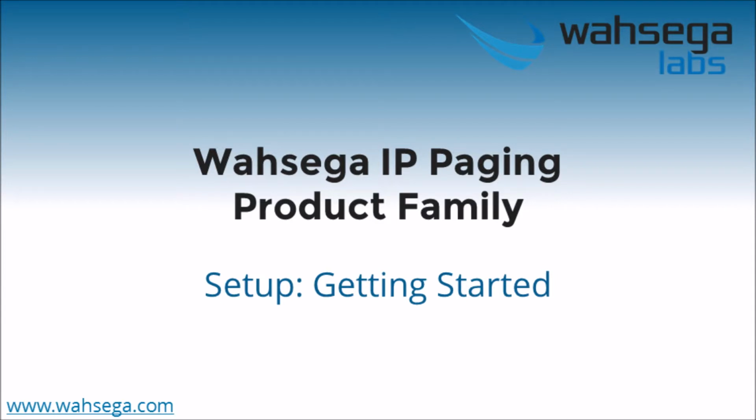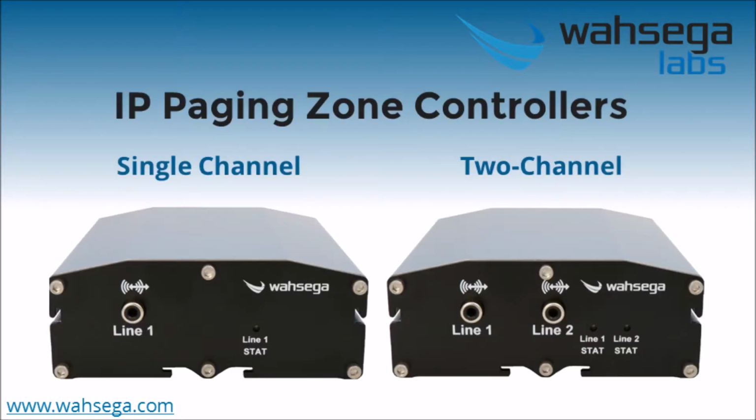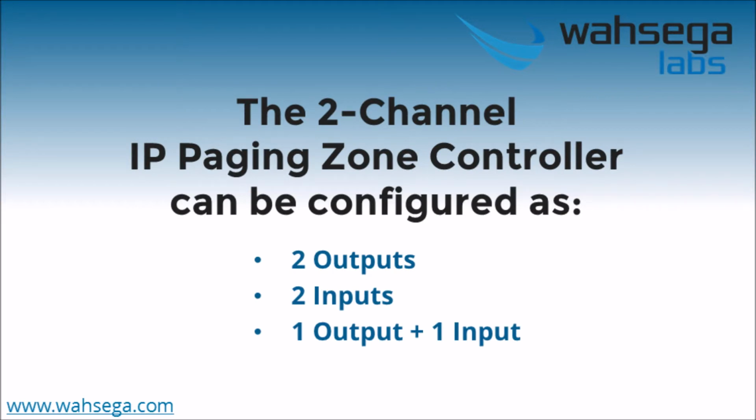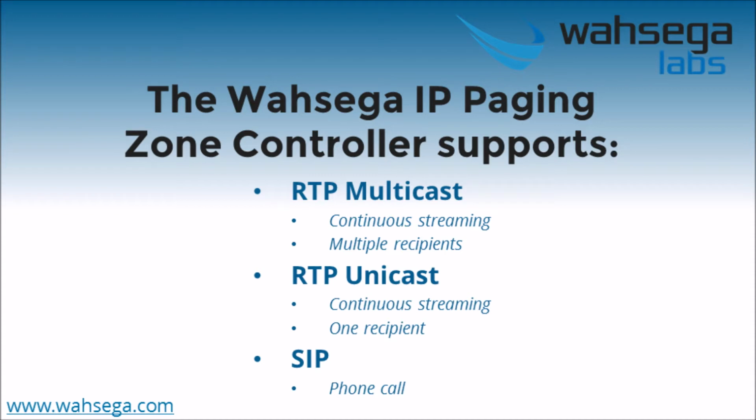In this video, we're going to talk about the IP paging product family, setup, and getting started. Available in single channel or two channel models, each channel of the Wahsega IP paging zone controller may be used for audio input or audio output. These functions are configured by the user in the zone controller software. The two channel IP paging zone controller may be configured as two outputs, two inputs, or one output and one input. The IP paging zone controller supports RTP multicast, RTP unicast, and SIP communication protocols.